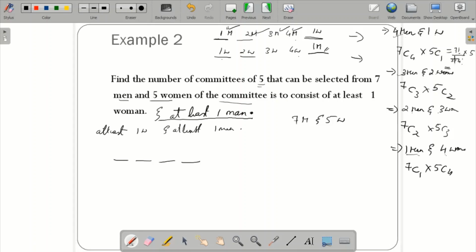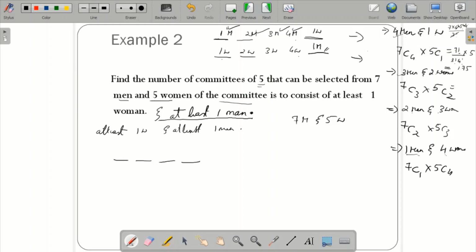This you'll get as 35. 35 into 5, you'll get 175. So if you solve this, it is 7 into 6 into 5 into 4, over 7 into 6 into 5 factorial. The 4 and 4 get cancelled. So 3 factorial, this and this. So 35 into 5 is nothing but 175. So 175 is the answer over here.